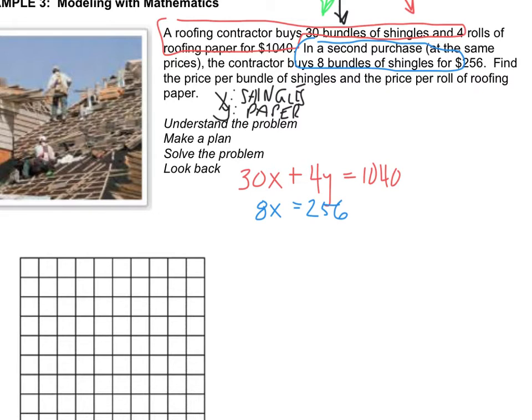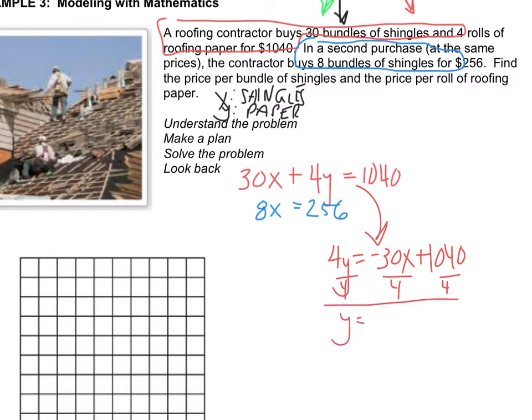So if I was to bring the 30x over, let's just do it here. I'm going to get 4y equals negative 30x plus 1040. Then we know to divide by 4 across all of these. And this is going to give me y equals negative 7.5x plus 260.